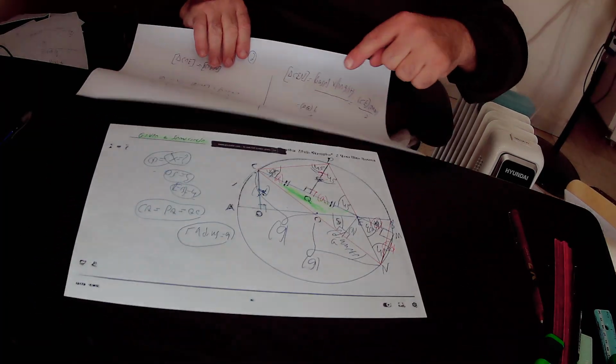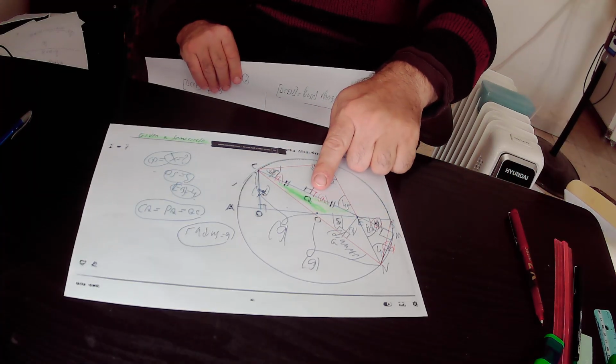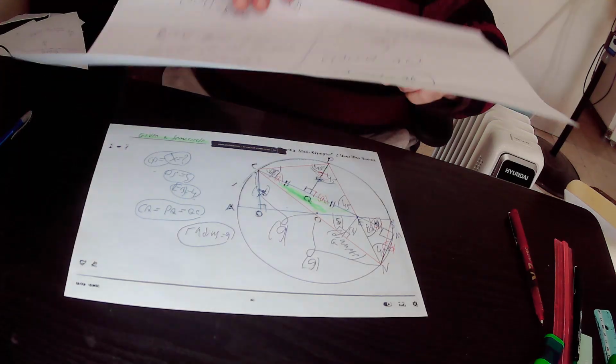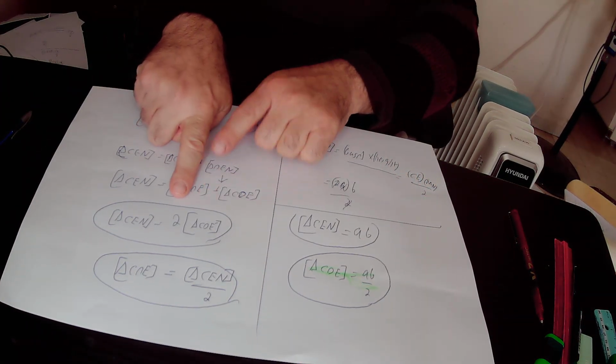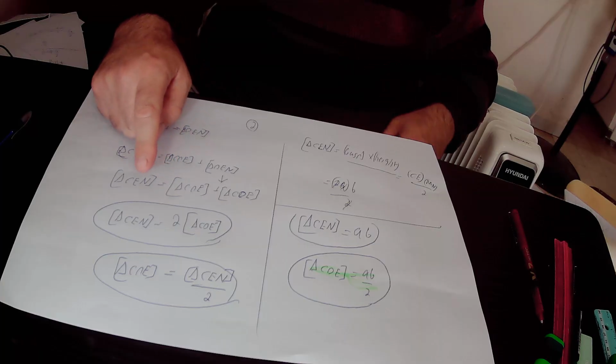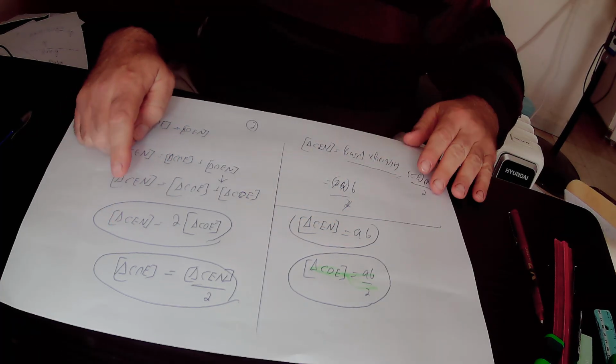Repeat again. The area of this big triangle CEN equals 2 times the area of this green triangle COE. So we divide this equation by 2 and find out that the area of the green triangle COE is half the area of the big triangle CEN.